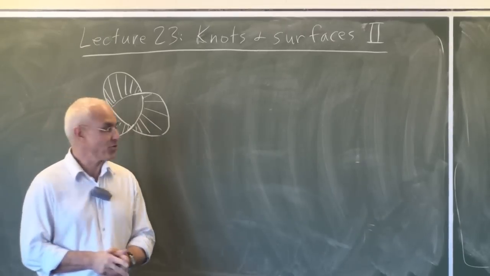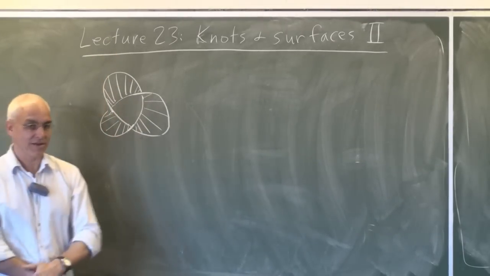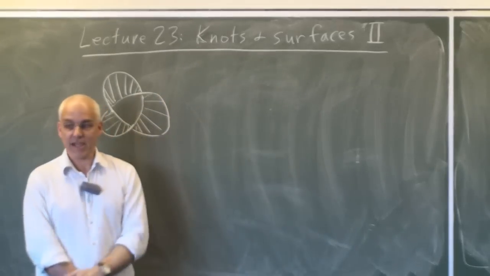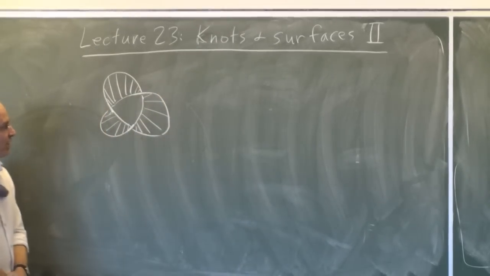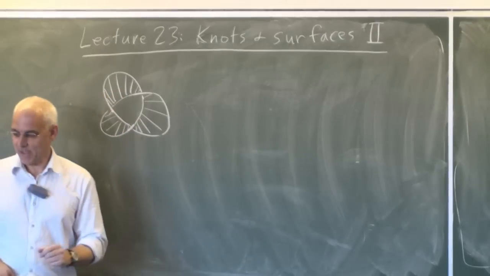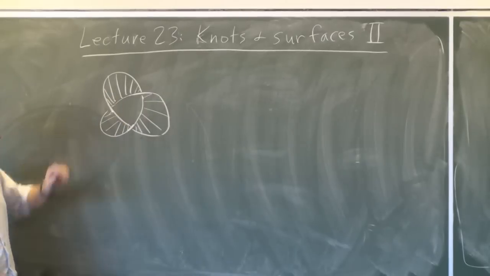All right, so welcome to our 23rd lecture in this course on algebraic topology. We're going to carry on from what we were talking about last time, knots and surfaces. So today we're going to talk about the connection between surfaces and knots. And we can start off with the trefoil knot here.